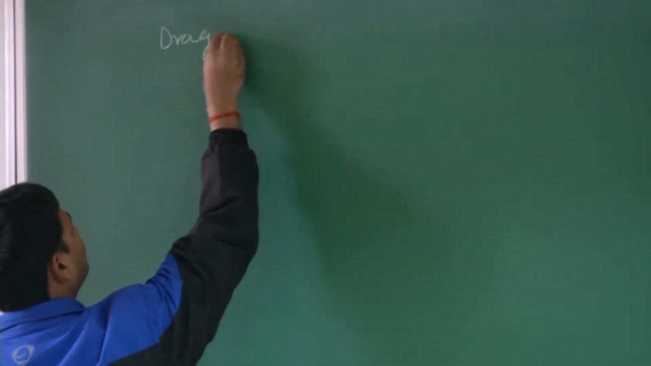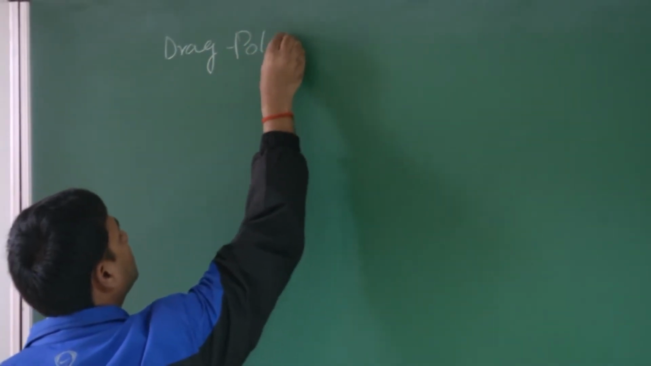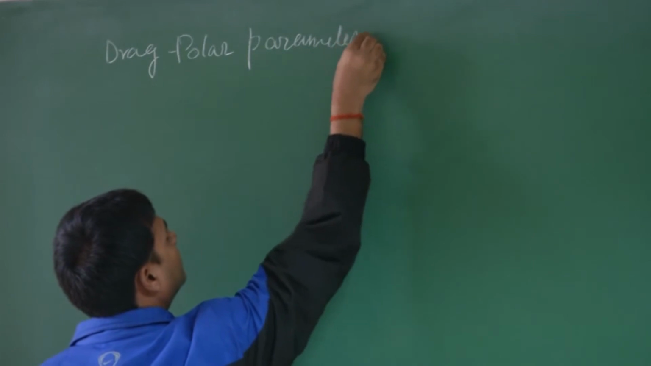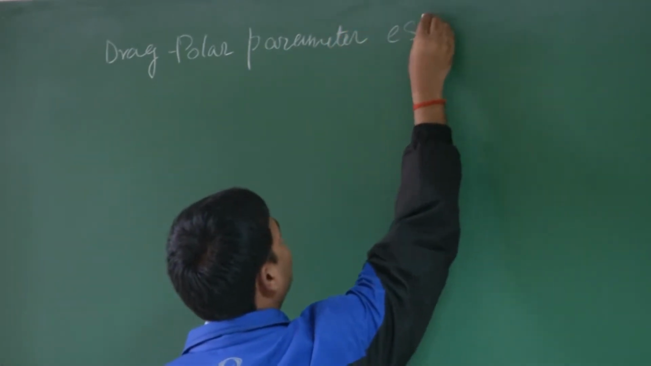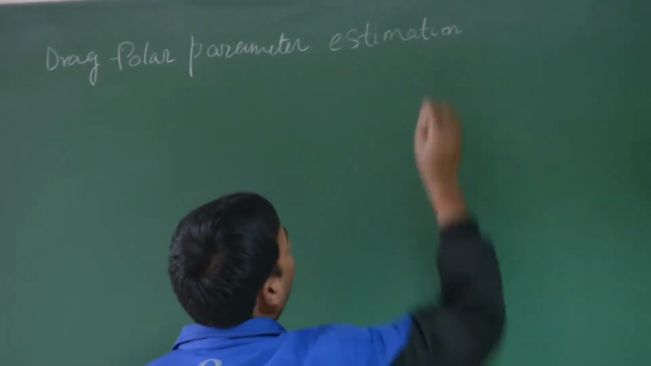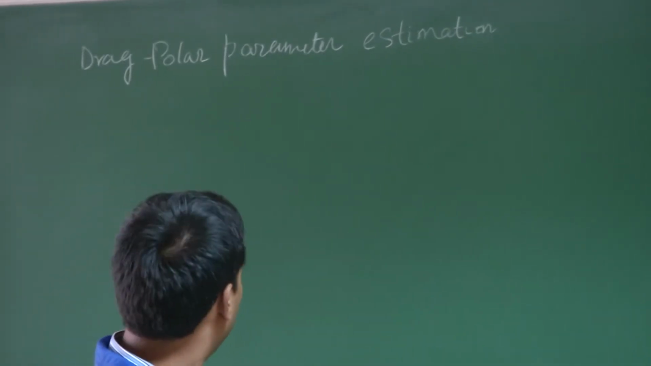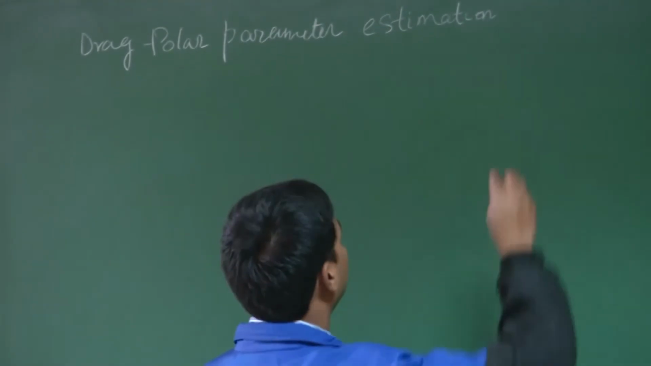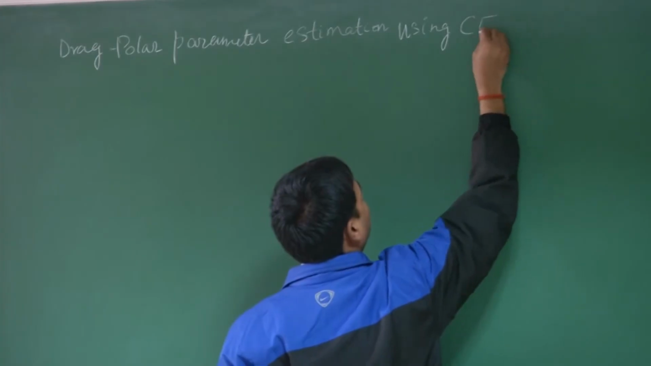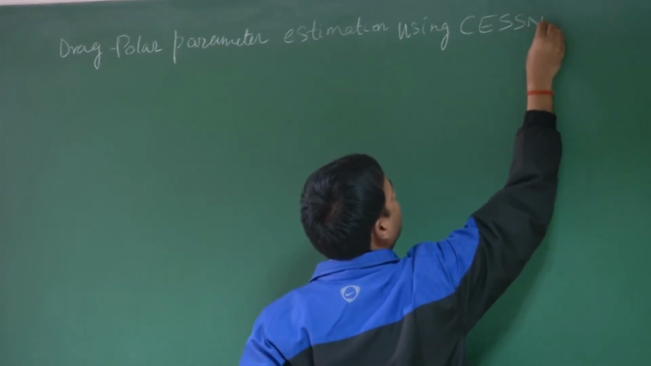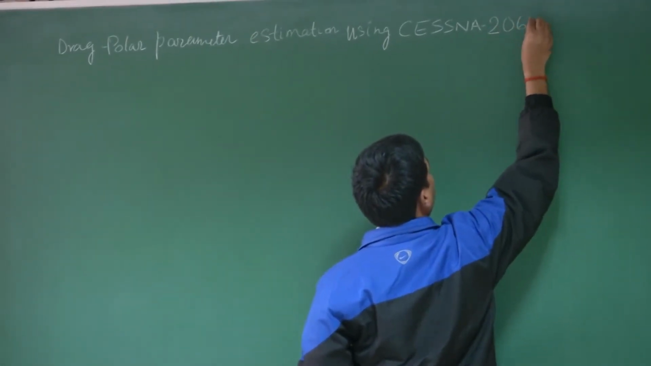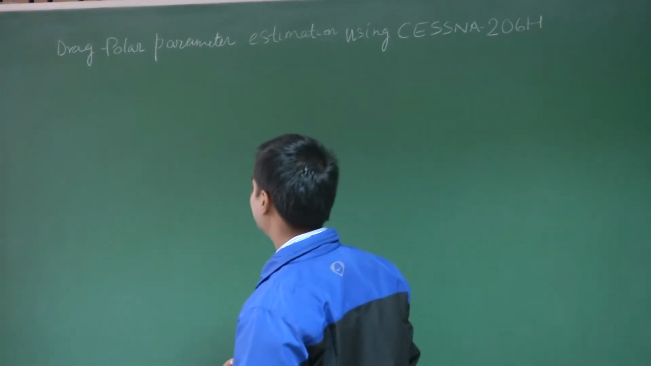Drag polar parameter estimation, and for this experiment we will be using this Cessna aircraft data. So I should write drag polar parameter estimation using Cessna 206H, and we should do this experiment at cruise mode.